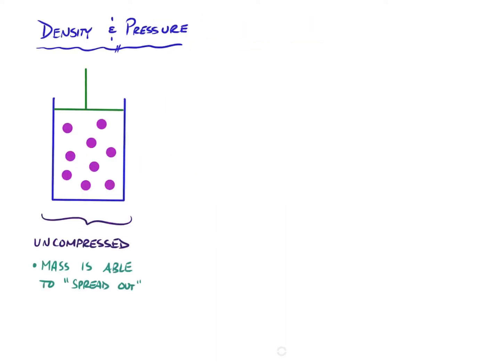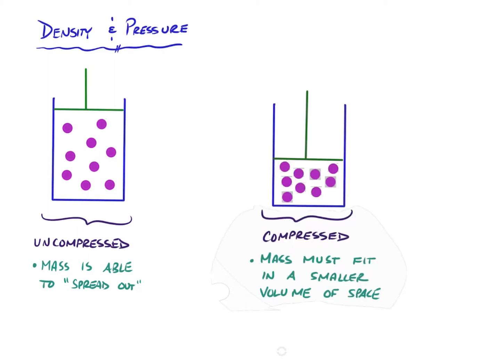So to understand the relationship between density and pressure, we want to imagine a vessel here filled with these purple dots, which is essentially some kind of air that's spread out since it's a gas. And that's a piston on top. So that's kind of like a lid that can move up and down. So right now the mass is able to spread out. That's uncompressed. So we say that that has a low density. If I were to push down on that piston, I have the same number of molecules, but now they're forced to take up a lower volume of space, so we say it's compressed. So all that mass fits into a smaller volume.